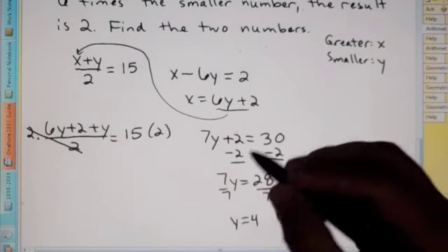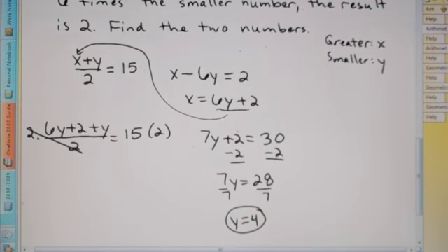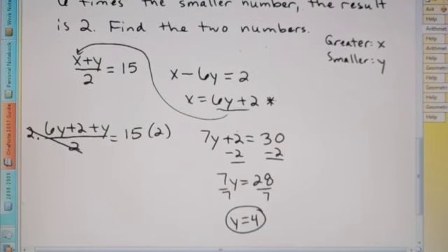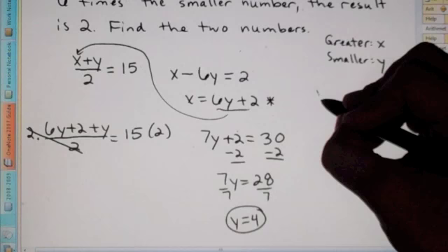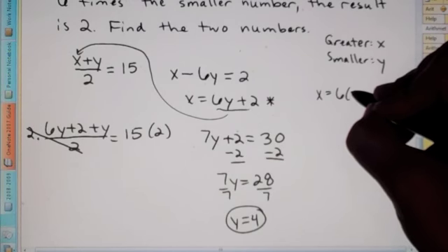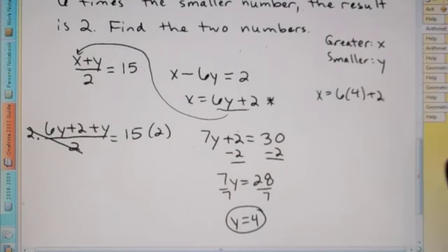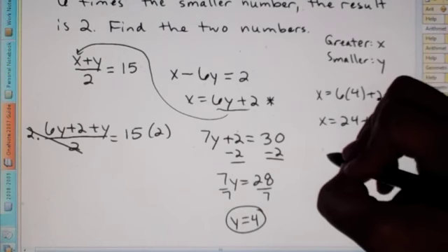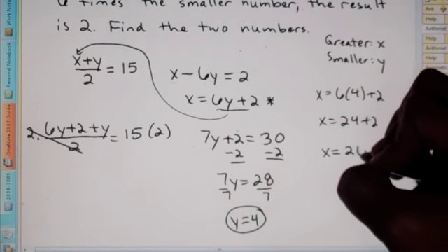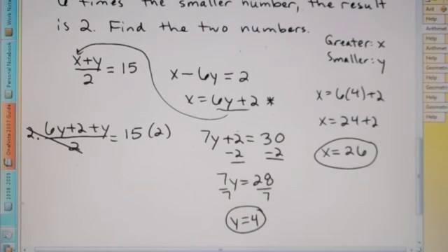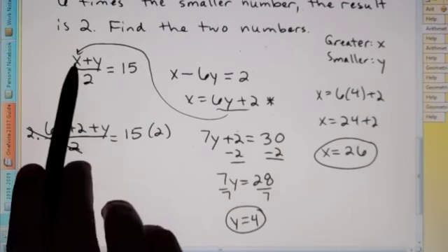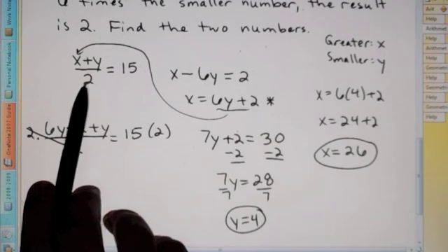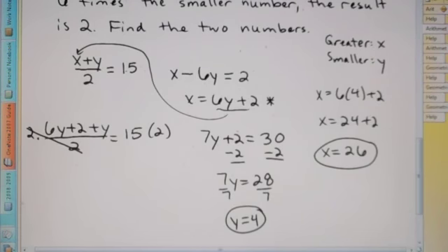But notice it says find the two numbers. We only found one of them. So what we can do is go back up to here, okay? Go back up to that equation and plug 4 in for y. So we have x is equal to 6 times 4 plus 2. X is equal to 24 plus 2, therefore x is equal to 26. Now we found the two numbers. Now if you want to check your work, plug them both back into here. 26 plus 4 is 30. 30 divided by 2 is 15. So we know that this works.